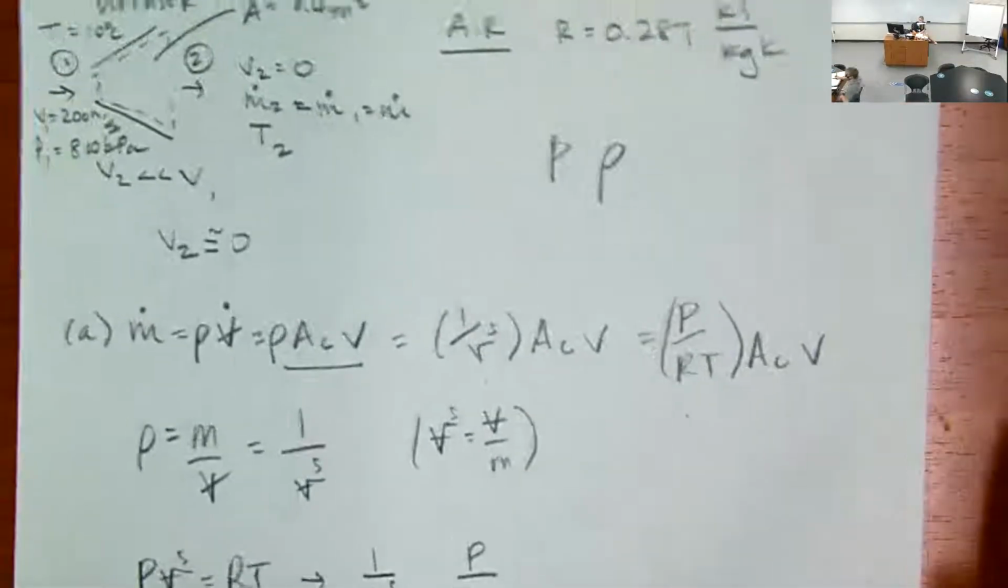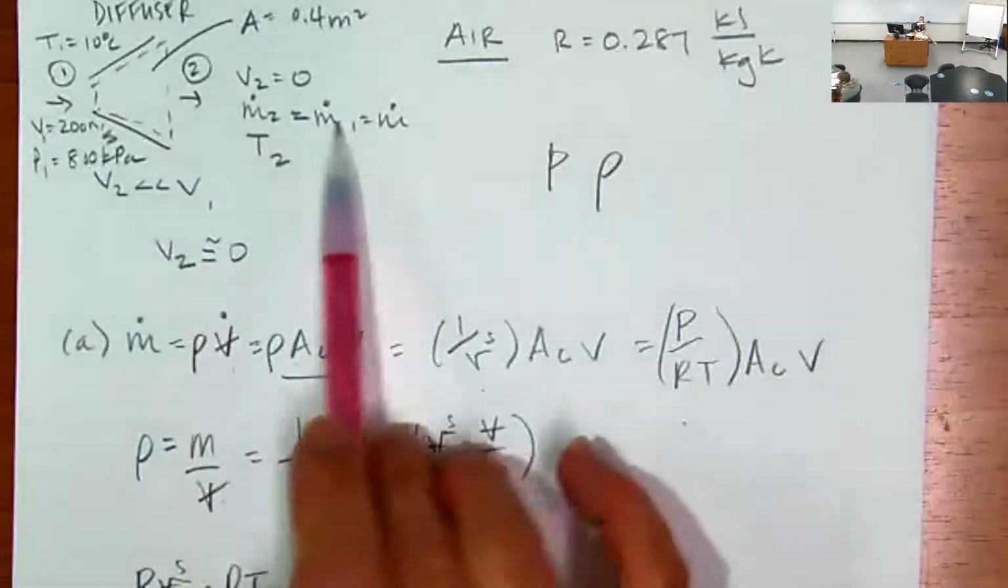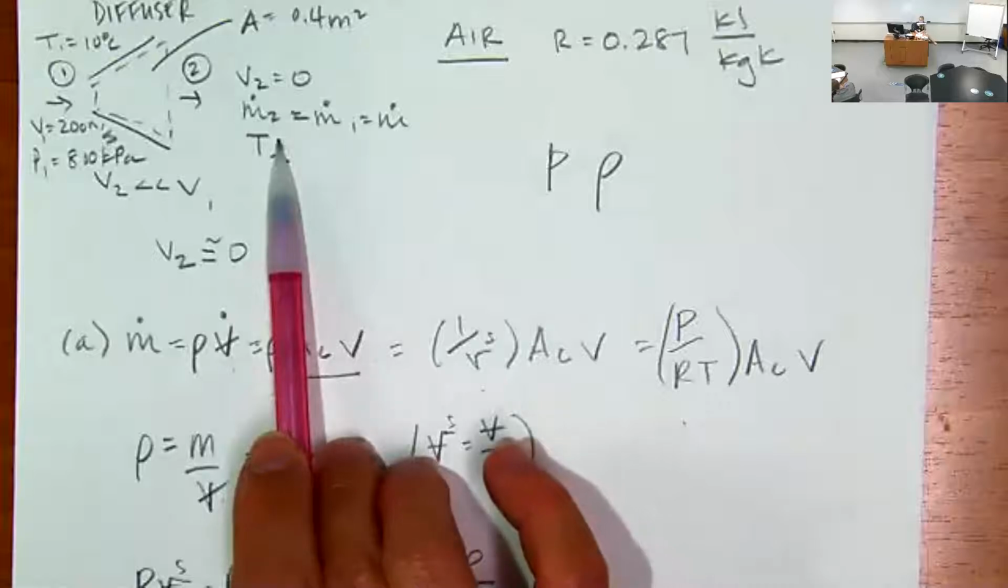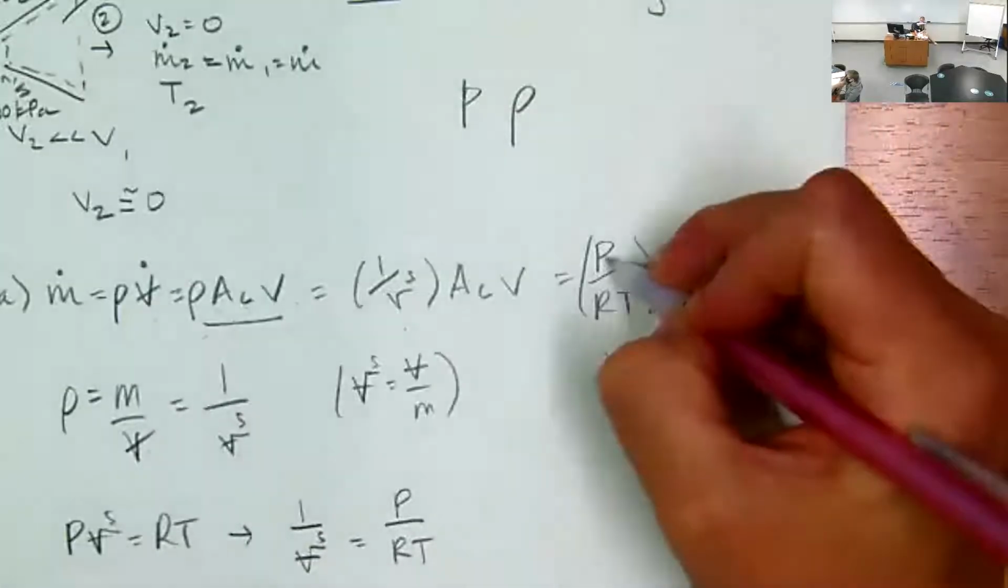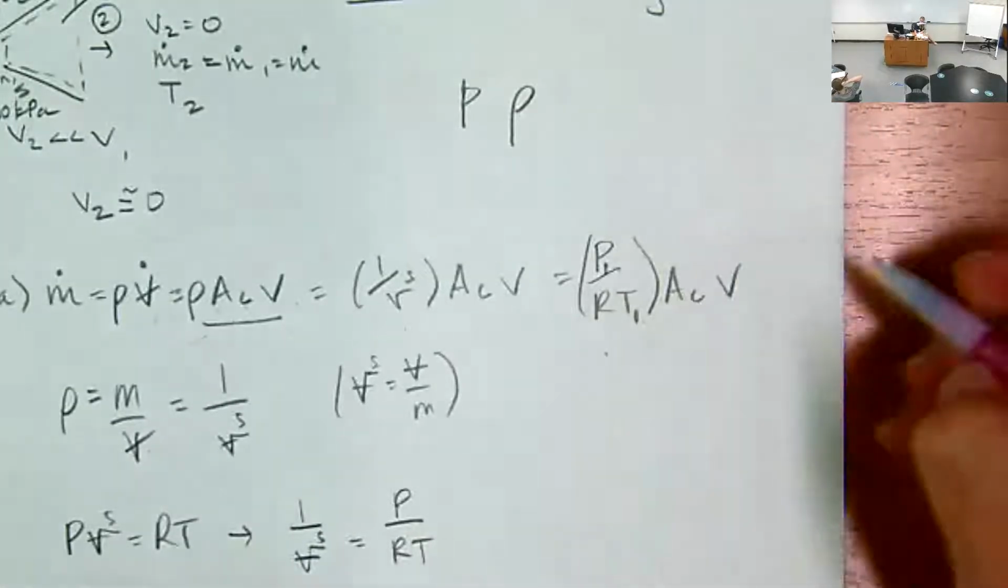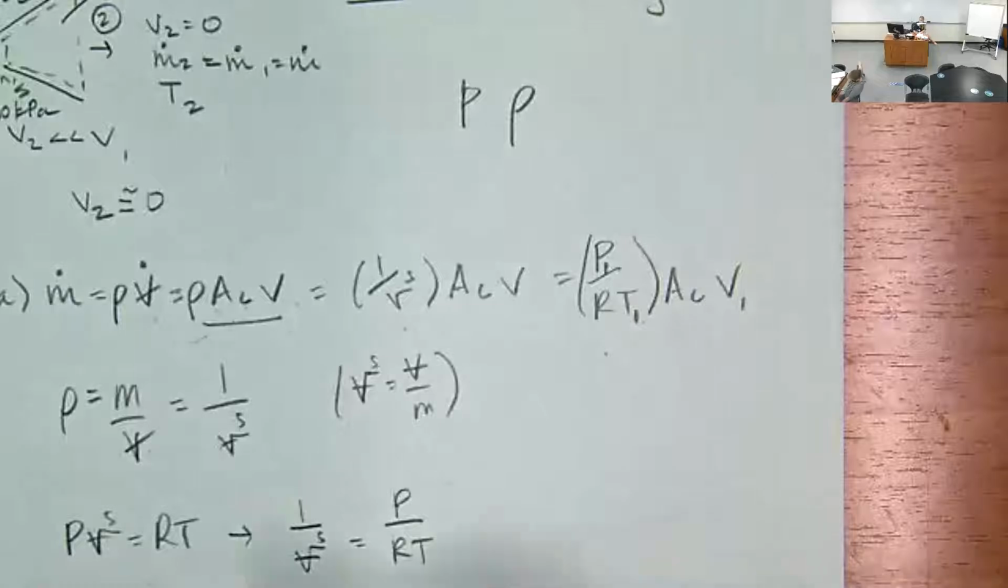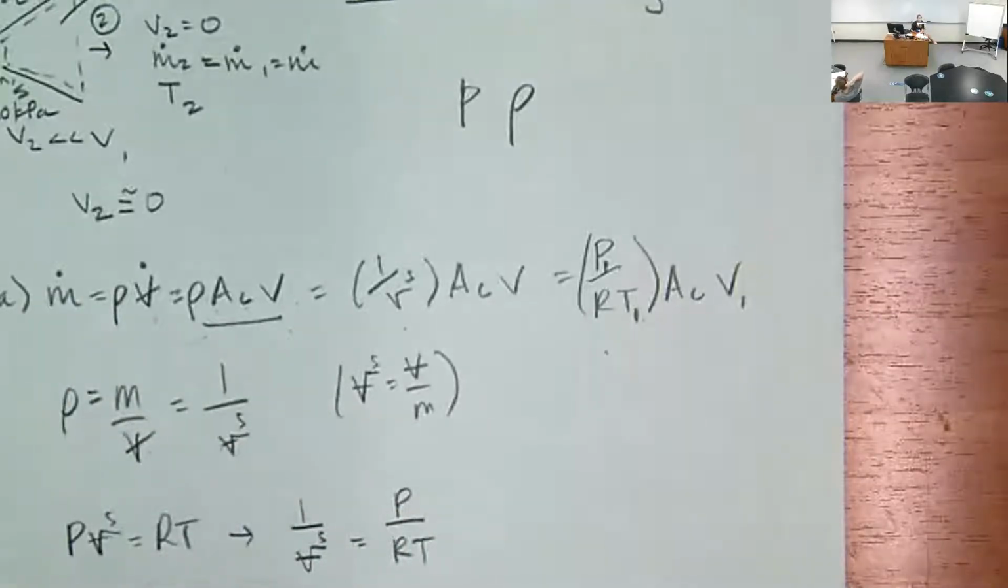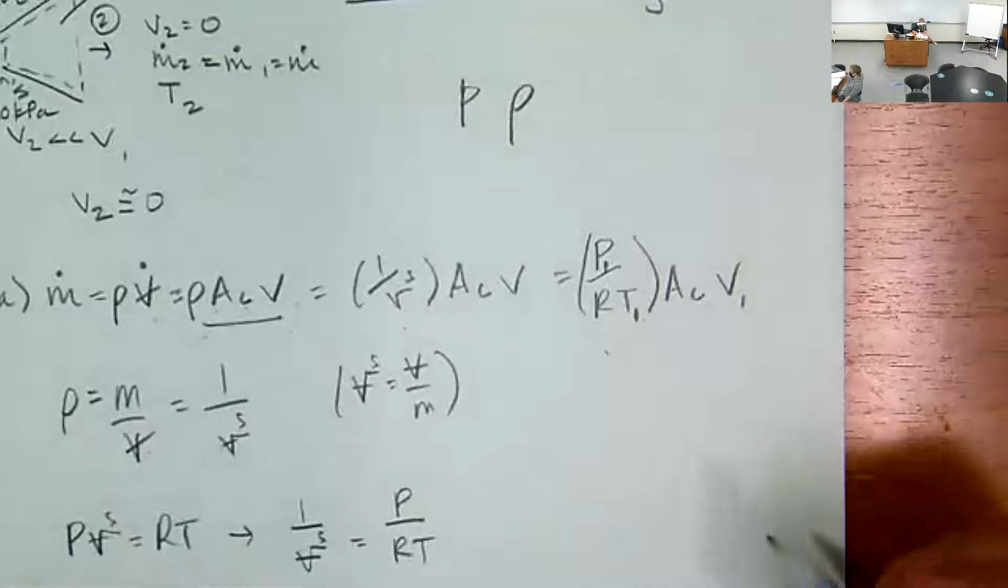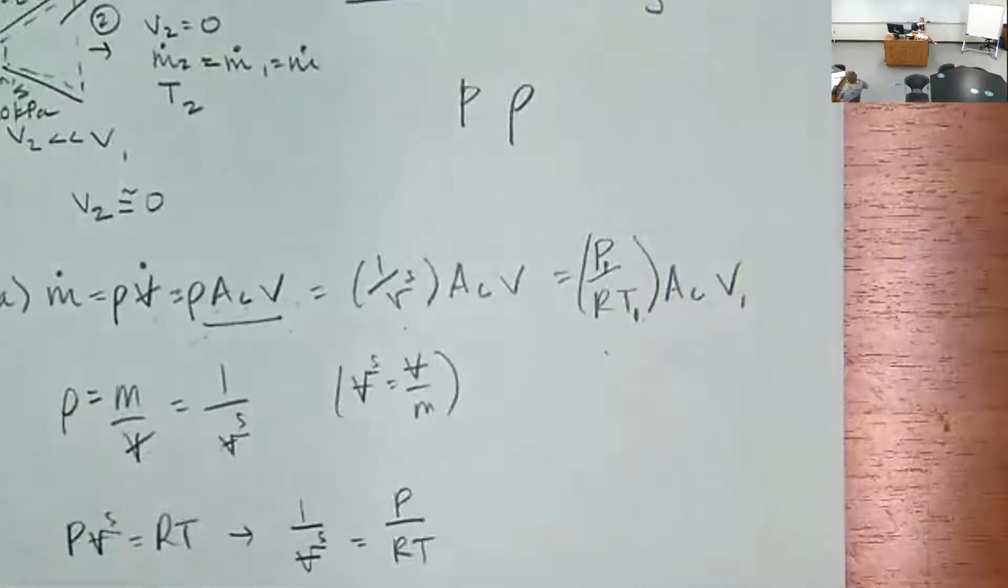But if I solve for my mass flow rate at point 1, well, it's the same as my mass flow rate at point 2. So it doesn't matter if here I'm solving for pressure, temperature, and velocity at point 1, because it's the same mass flow rate. We have a conservation of mass flow rate that's happening here. So it's okay for us to solve for mass flow rate at point 1, even though technically it's asking for mass flow rate at point 2 or just a general mass flow rate.